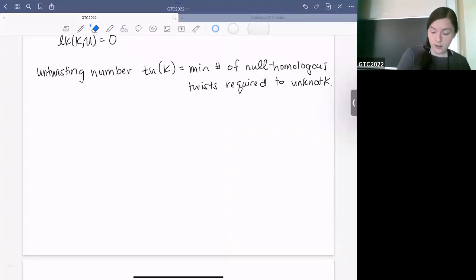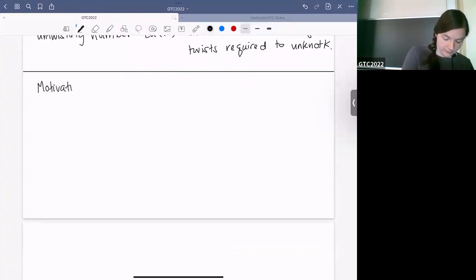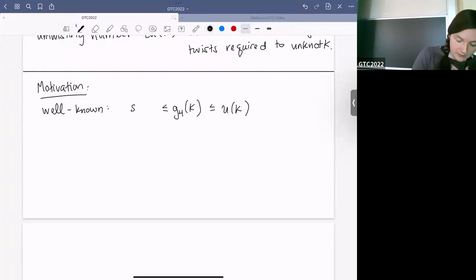So why might we care about this? So let's say motivation. So I'm going to write down something that's well known to, I guess, knot theorists. So something that knot theorists are interested in is the smooth four genus of the knot. So this is the minimum genus of a surface in the four ball whose boundary is your knot. And it's well known that this is a lower bound on the unknotting number, or maybe I should say the unknotting number is an upper bound on it. And a lower bound on this is given by Rasmussen's s-invariant over 2.